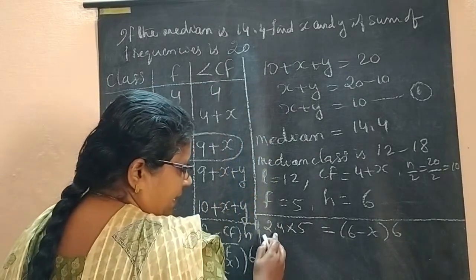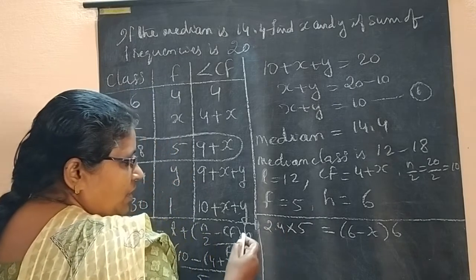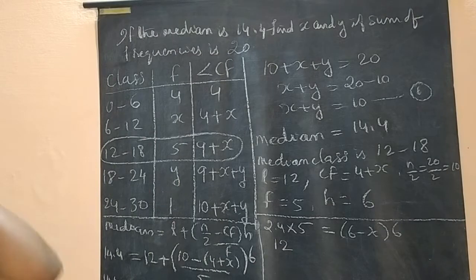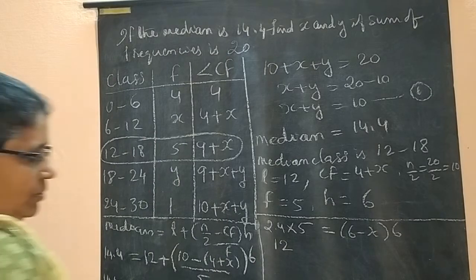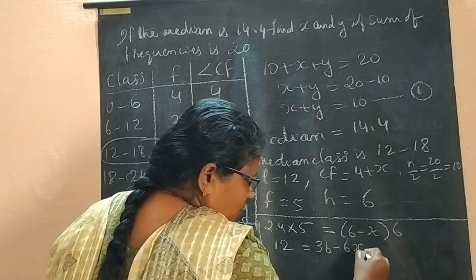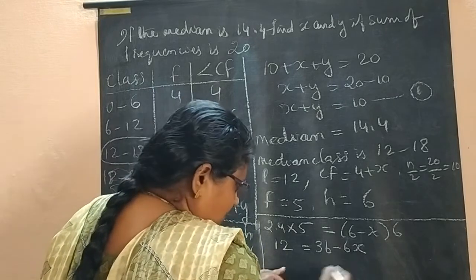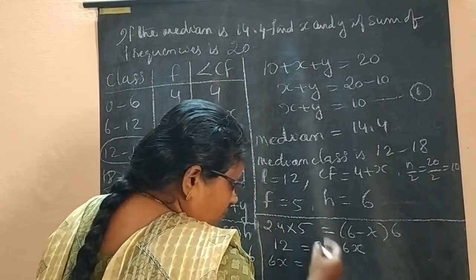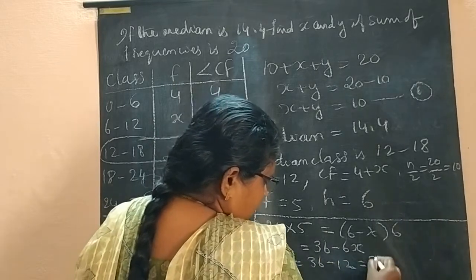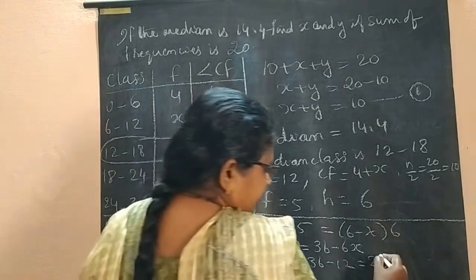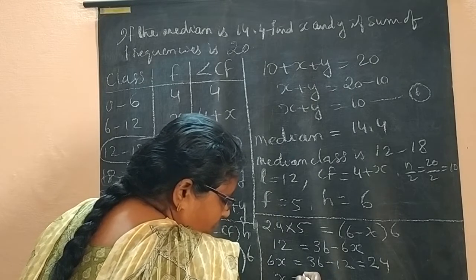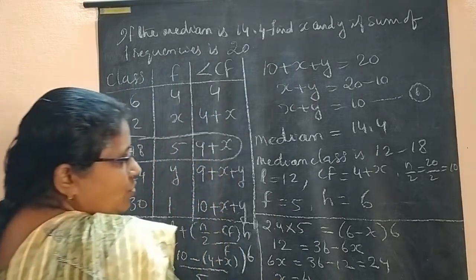We can open bracket. 2.4 into 5 is how much? 12. Okay, 2.4 into 5 we are getting 12. So 12 is equal to 6 into 6, 36 minus 6x. So minus 6x will come this side, 12 will go other side. 36 minus 12 is equal to 24. So 6x is equal to 24. So x is equal to 24 by 6, 4. So x you got 4.